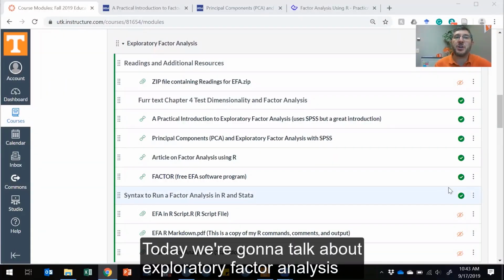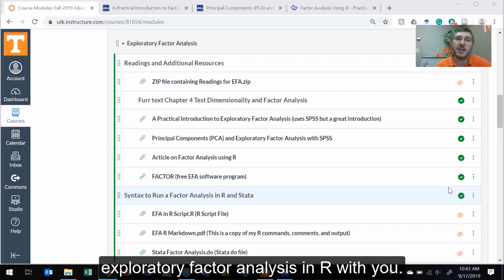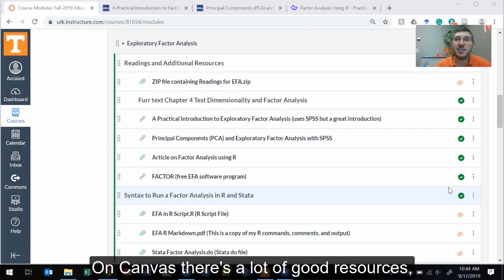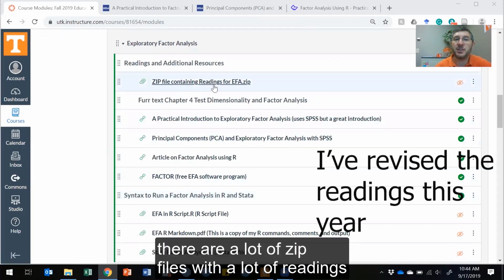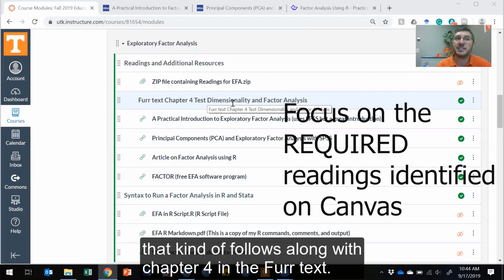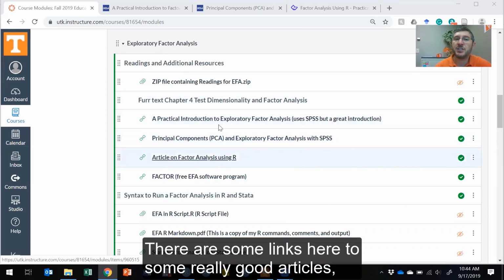Today we're going to talk about exploratory factor analysis, and I'm going to walk through an exploratory factor analysis in R with you. On Canvas, there are a lot of good resources. There is a zip file with a lot of readings. It kind of follows along with chapter 4 in the Field text. There are some links here to some really good articles.